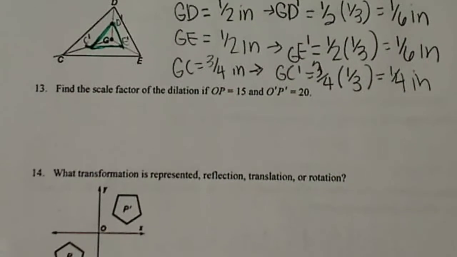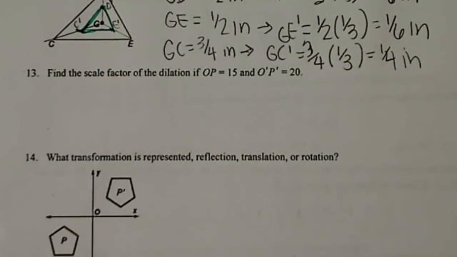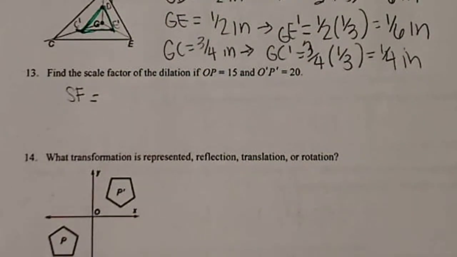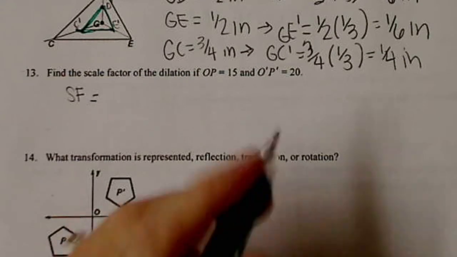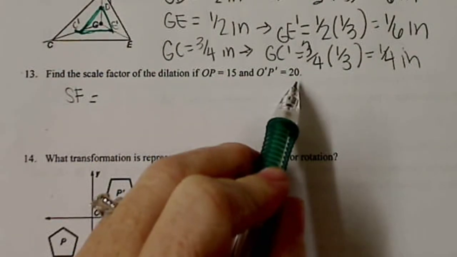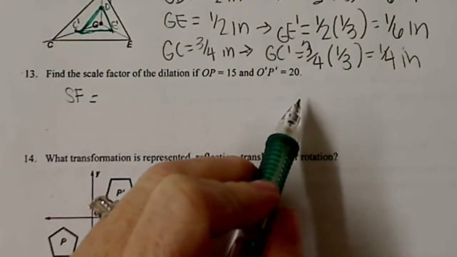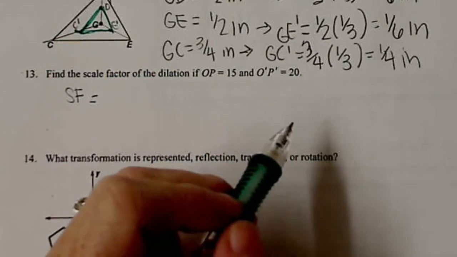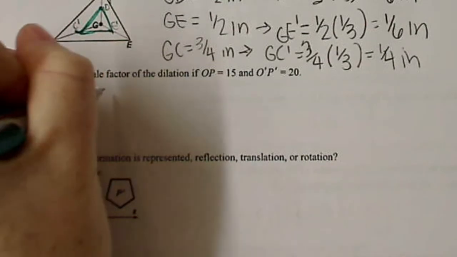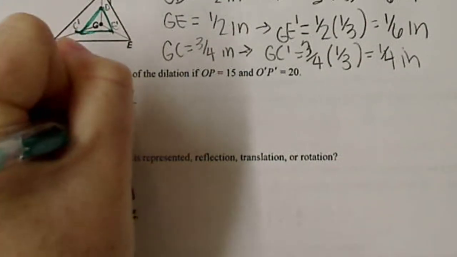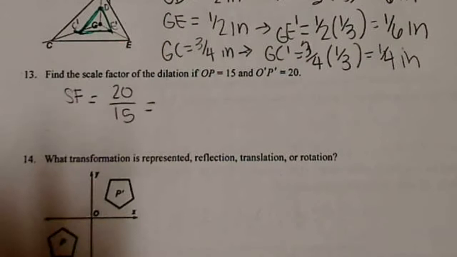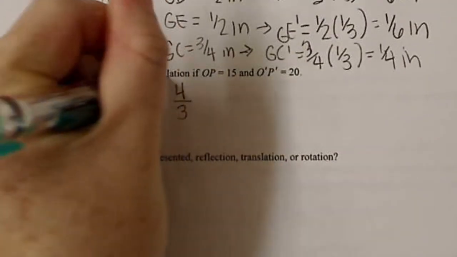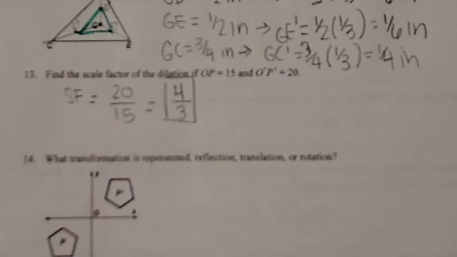Okay? Number 13, find the scale factor. Now to find the scale factor, first I want to know, is this an enlargement or a reduction? Well, it went from 15 to 20, so it got bigger. So my scale factor should be bigger than 1. If it's not, then I need to flip my numbers. So my scale factor is going to be 20 over 15. 20 is larger. And I'm going to reduce that to be 4/3. I'm going to leave it like that.